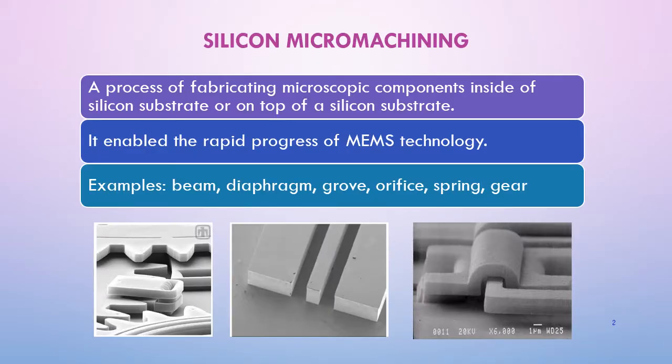So today we are going to cover the topic silicon micromachining. So what is silicon micromachining? Silicon micromachining is a process of fabricating microscopic components inside of the silicon substrate or on top of a silicon substrate. This process enables the rapid progress of MEMS technology, and some examples of the products are beam, diaphragm, groove, orifice, spring, gear, and hinge. The picture below shows some examples of the products.